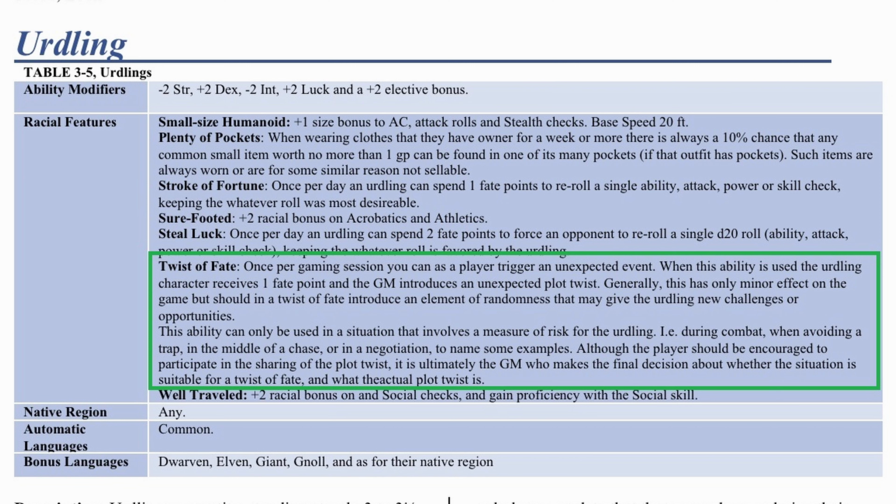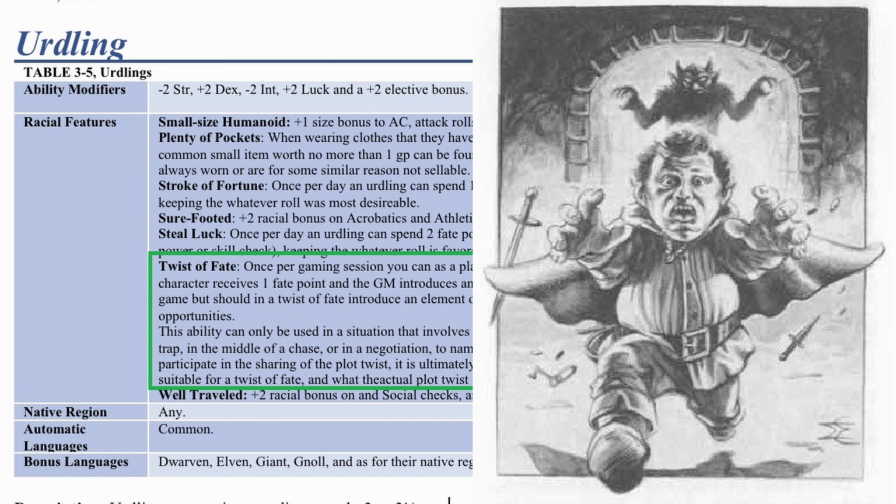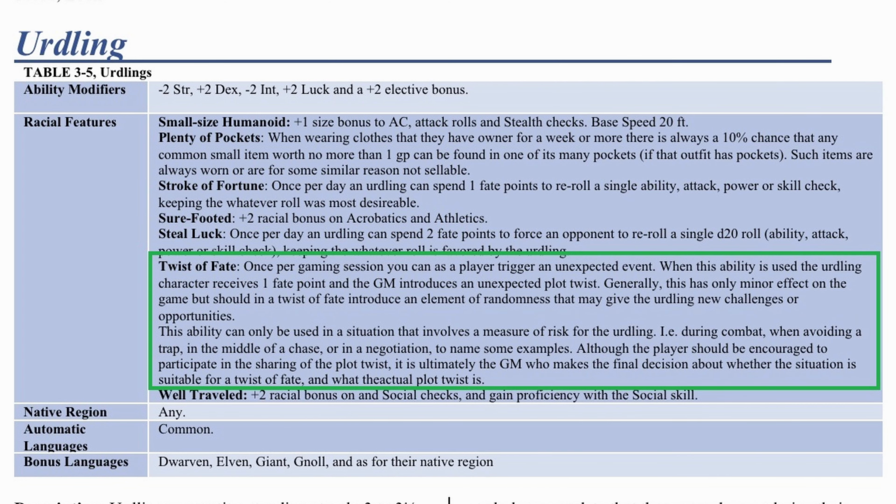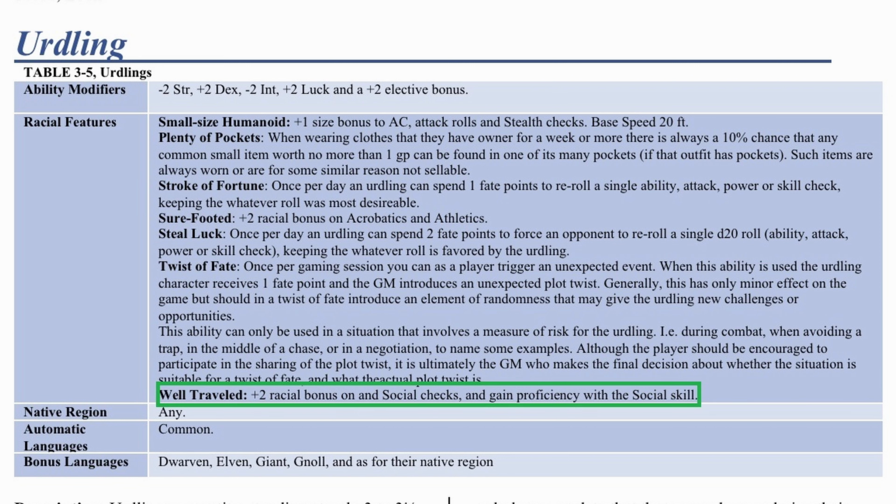When the player declares a Twist of Fate, the Game Master introduces an unexpected plot twist. A plot twist of this kind is not meant to have mechanical benefits or penalties for either that player's character or for other characters in the game, but must introduce something new, unexpected, or an element of randomness. When a player announces a Twist of Fate, their Urdling character recovers 1 lost fate point. Lastly, Urdlings get the Well-Traveled feature. This feature grants that character a +2 bonus on skill checks with the social skill, and Urdlings always gain proficiency with the social skill. Urdlings bring an element of randomness and unpredictability to the world of Avern, and should be a lot of fun for players who like those elements.